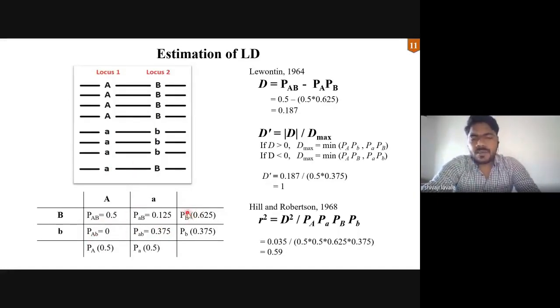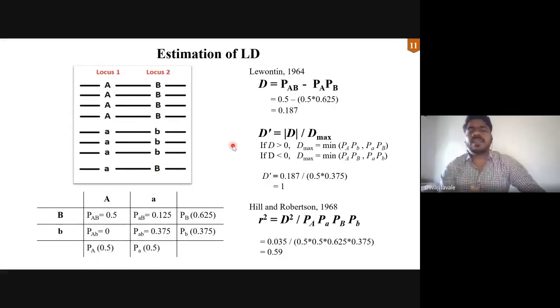Likewise, we need to calculate the allelic frequency. So the frequency of capital B will be 5 out of 8, so it will be 0.625. Or we can simply sum up these two values and we can get the allele frequency of capital B, small b, and if we sum up these, we can get the allele frequency of small a and capital A. After calculating these, we need to go for LD estimation.